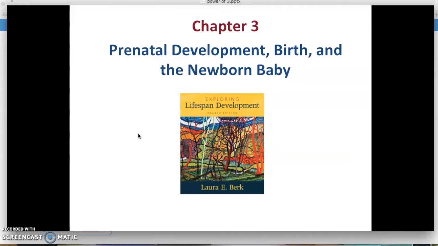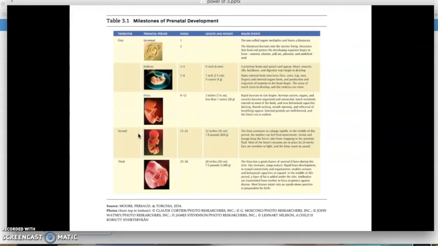Module 3 also happens to be Chapter 3 in our text, and as you can see, the chapter includes 3 distinct sections: prenatal development, birth, and the newborn baby. This table, taken from our text, shows a nice summary of major milestones of prenatal development. The images highlight the 3 developmental stages of prenatal development: the germinal period, the embryonic period, and the fetal period. The table also shows how those periods fit into the perhaps more familiar grouping of trimesters.